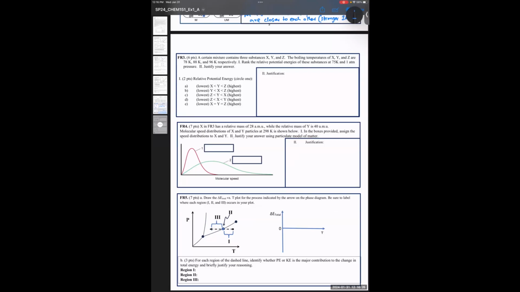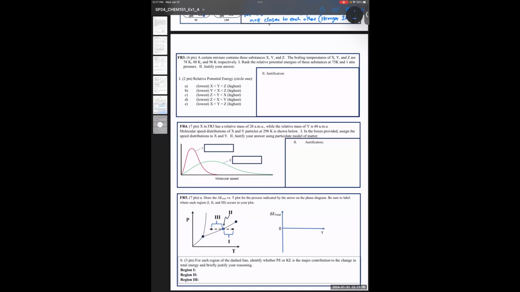Rank the relative potential energies of these substances at 75 K and 1 atm pressure. Okay, these conditions are kind of not that useful because we are given the boiling points. Based on the boiling points, we can have an idea about the intermolecular force strength that relates to potential energy, right? But we can appreciate the fact that at 75 K and 1 atm, they should all be in the liquid phase. So it's kind of a fair comparison in a way.